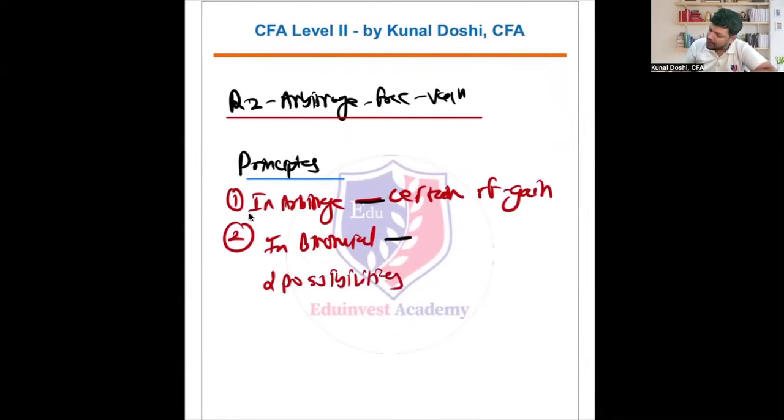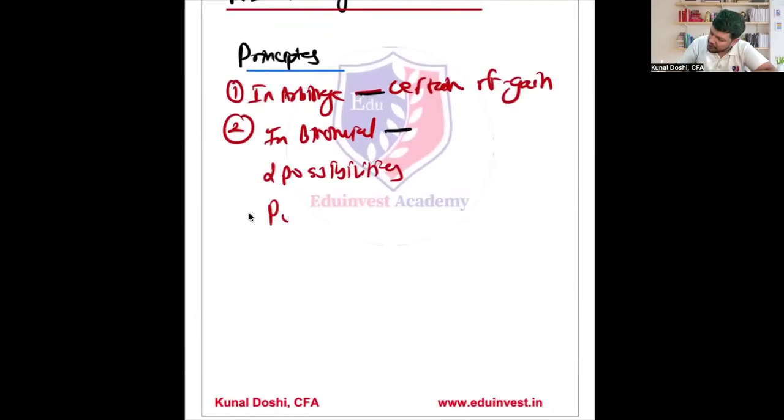And what is the probability of each? The probability of upside and the probability of downside is, by default, assumed to be 0.5, equal possibilities. Isn't it? Clear? The upside and downside.